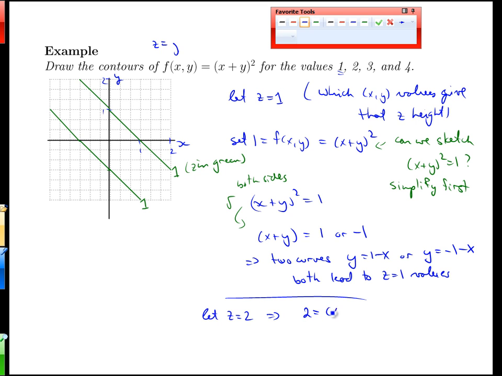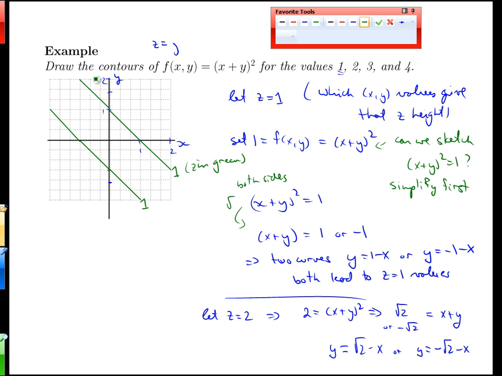Then 2 is equal to x plus y squared. So we have root 2, or negative root 2, equals x plus y. And so we get 2 curves again. y equals root 2 minus x, or y equals negative root 2 minus x. Well, negative root 2 is about negative 1.4. That's 1.5. 1.4 is about there. 1.4 is a little bit below there.